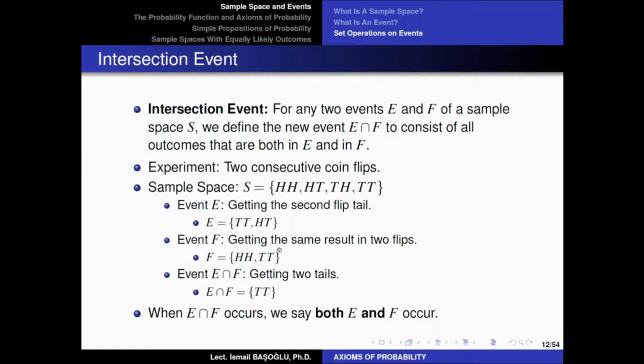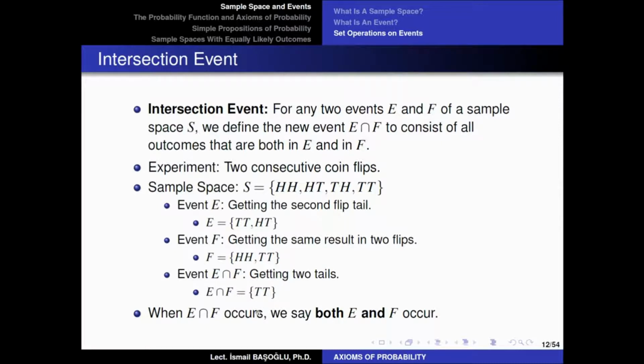And event F is getting the same result in two flips, which means event F contains the outcomes head-head and tail-tail. Let us define the intersection event, E intersection F, which is TT only. So there is only a single common element in both sets, which is the tail-tail outcome. So in this example, the intersection set consists of only a single outcome.